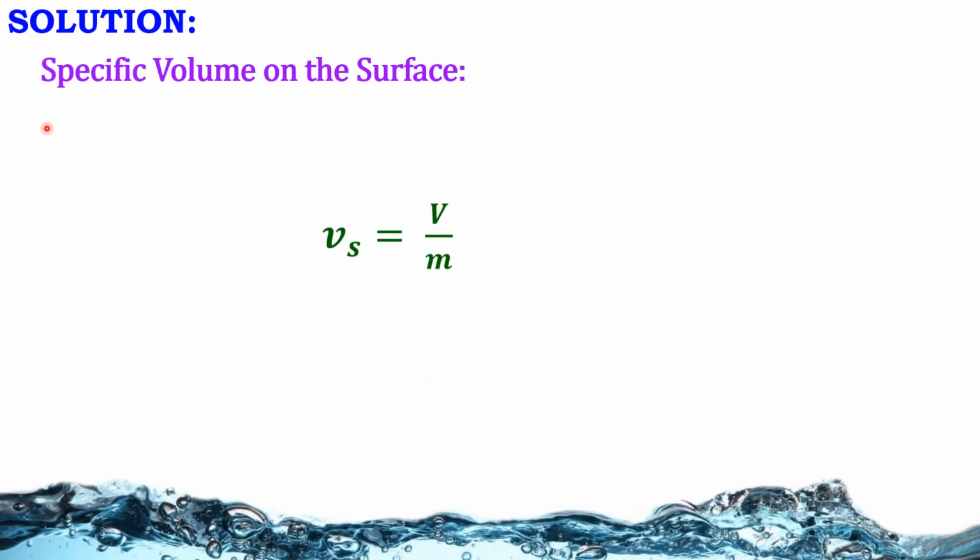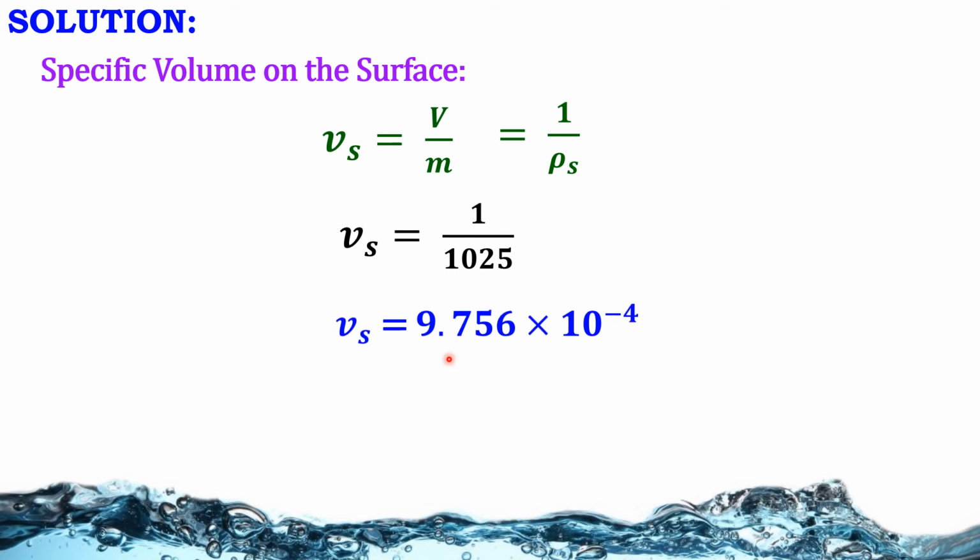Solution. First, we are going to calculate specific volume at the surface, where Vs is equal to V by M, where the volume and mass data are not available. So, I am looking for another formula where Vs is equal to 1 by rho s. Now, the density on the surface is available in the problem. Substituting the density value, we calculate Vs is equal to 9.756 into 10 to the power minus 4 meter cube per kg.